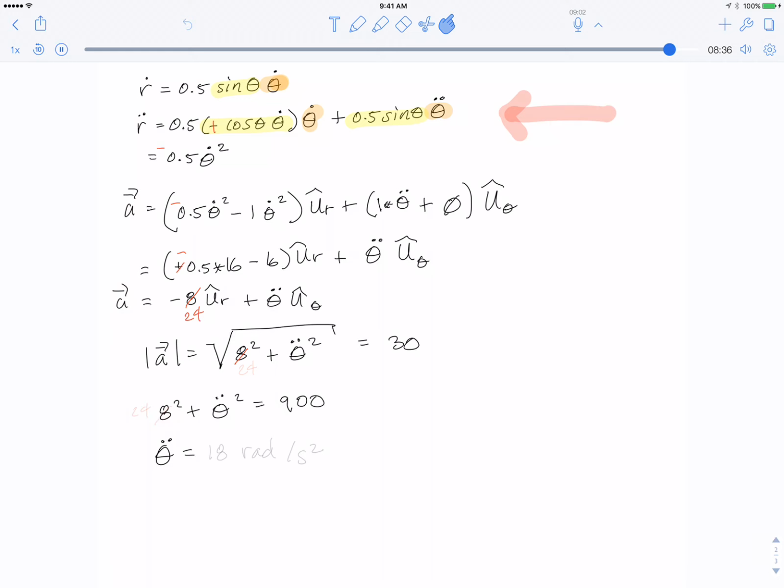And so we get 24 squared plus theta double dot squared equals 30 squared. And now we get theta double dot is exactly 18 radians per second squared. Somebody thought very hard to make all the numbers come out perfect like that. Okay, that's this problem.